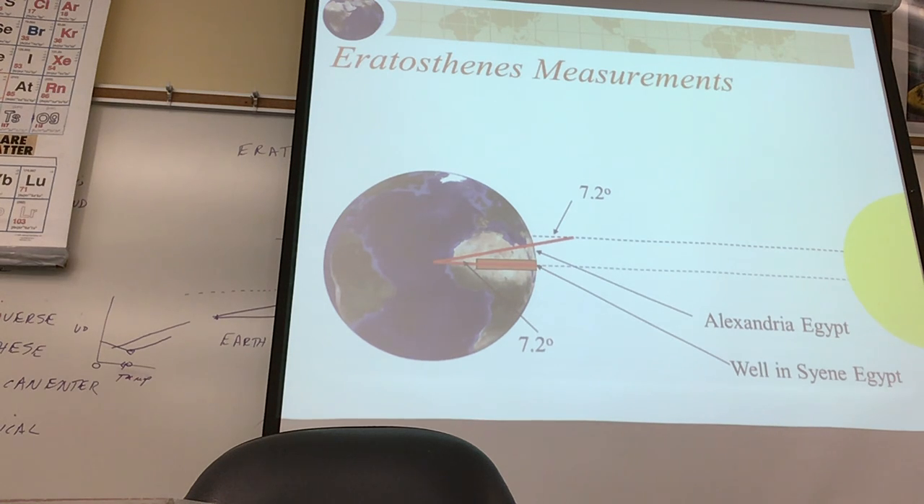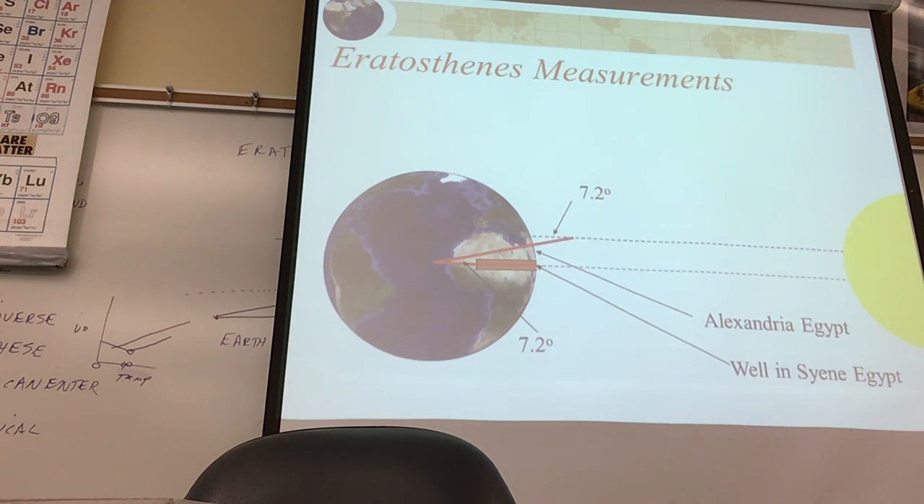Through basic geometry, we know that the alternate interior angles, when a transversal cuts parallel lines, have equal measurements. From here, if we know the distance between Syene and Alexandria, that distance compared to the circumference of the Earth is proportional to the angular measurement to 360 degrees.